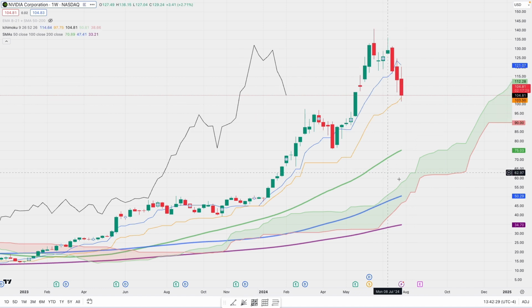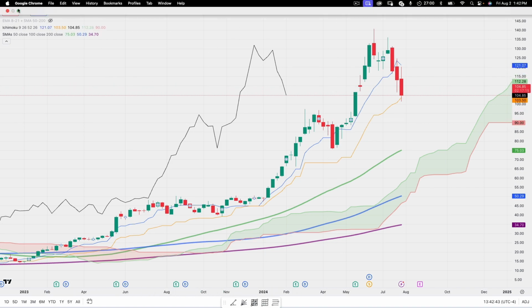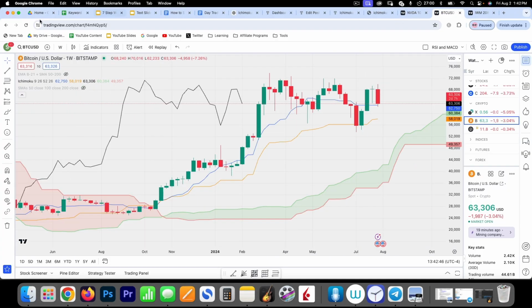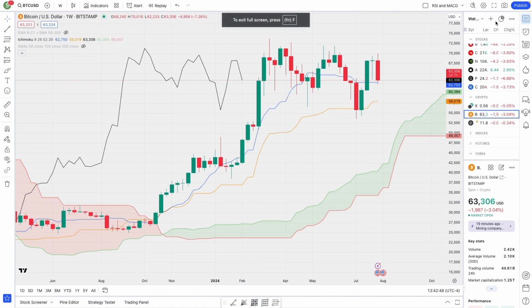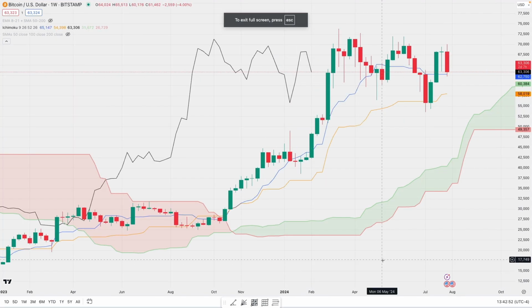So this is NVIDIA, and a lot of other charts at the moment are looking similar to this one with the market sell-off that is happening right now. A lot of support areas are being tested with some particular stocks. So let's jump over to the other chart that I had up here, Bitcoin, and see how this one is looking as well.